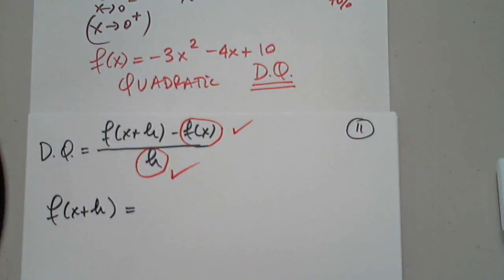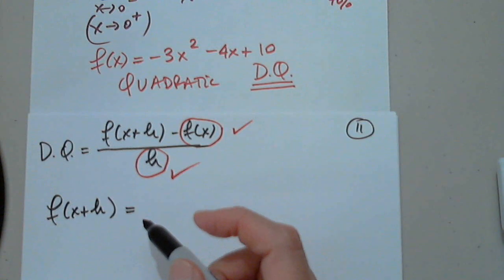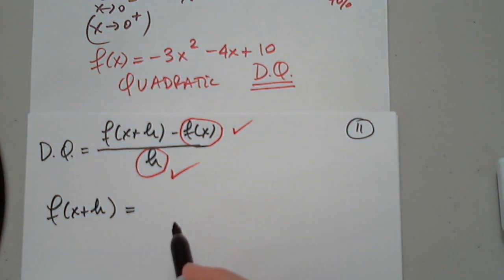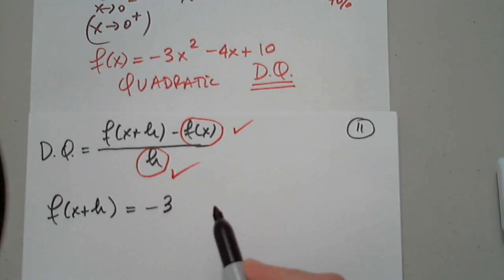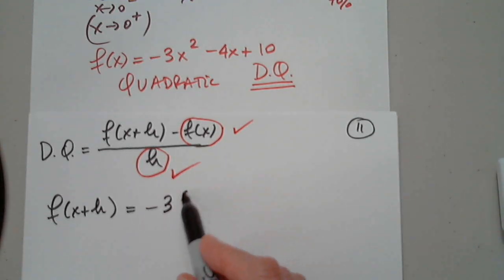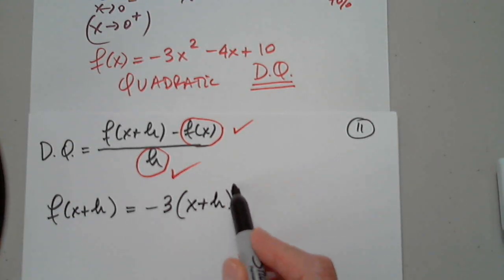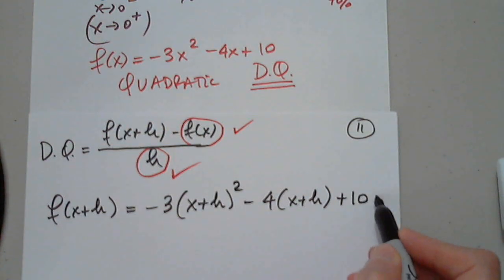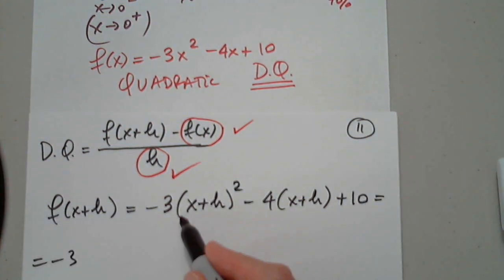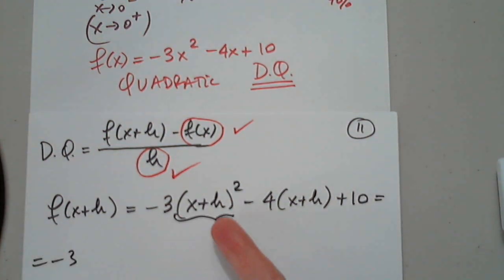Is it by plugging in x and h to a function? So what should I write? I'm not sure. Is it negative 3 in parentheses x plus h? Very good. Yes, this is perfect. Can anyone square? Because by the order of operations, we have to square first. Can anyone square x plus h and give us the answer?